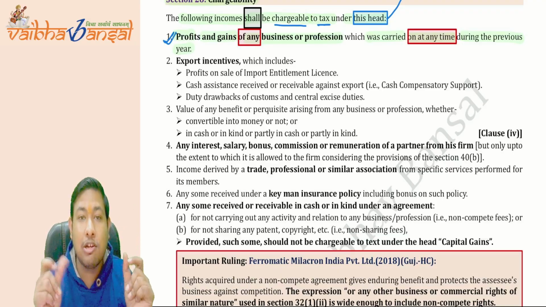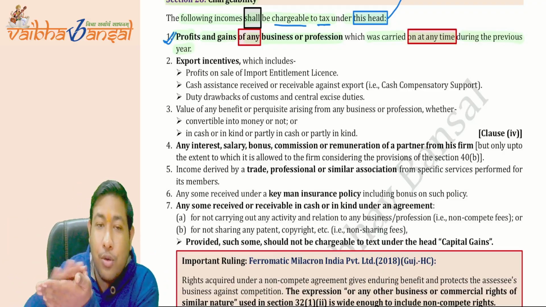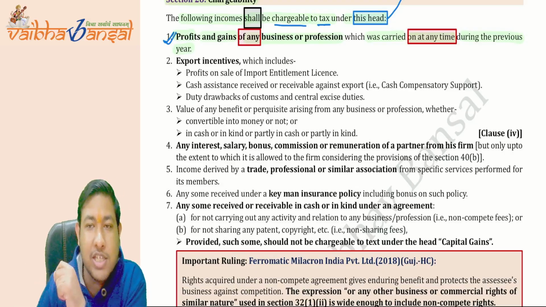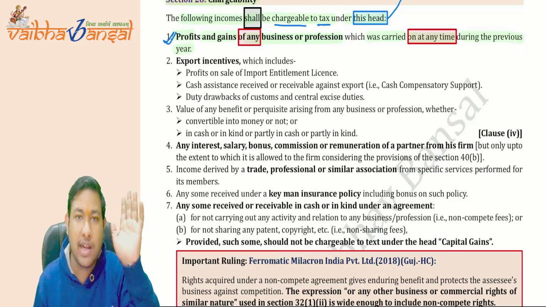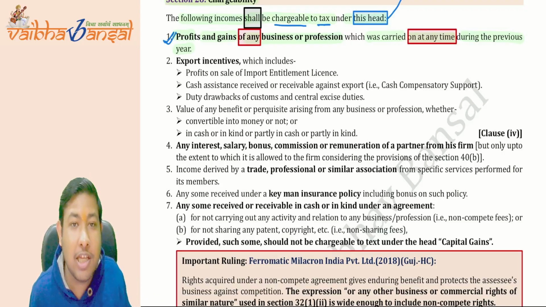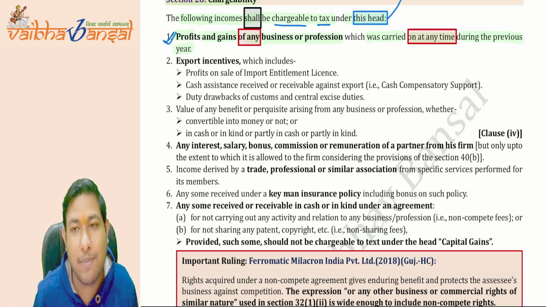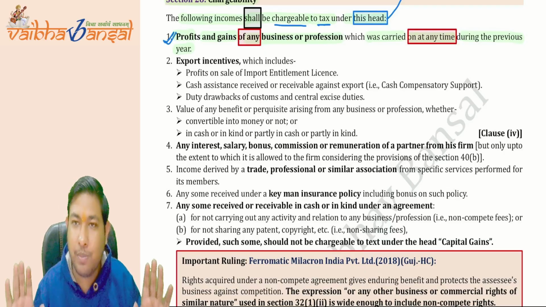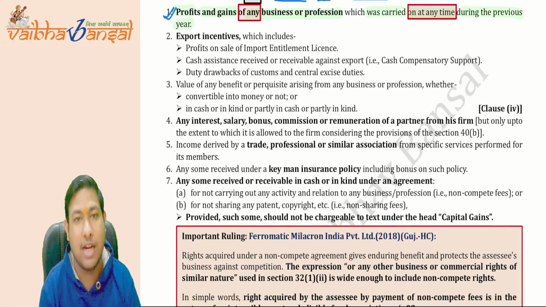So the government does not define anything like the business having to run for the whole year, or at least 6 months or 5 months. No, at least for one day. If you are running a business for one day, 1 hour, 1 minute, it does not matter. If it is a business and you are earning profits and gains from that business, then definitely it is going to be taxed under the head PGBP. I hope it is clear. It is clear. Okay.